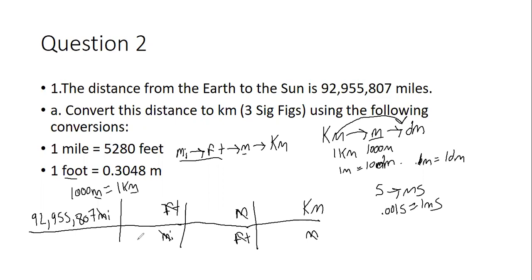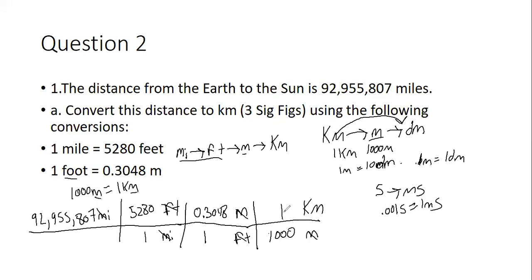So let's put in the numbers. For every 1 mile, there's 5,280 feet. For every 1 foot, there's 0.3048 meters. For every 1,000 meters, there's 1 kilometer. Again, I'm just getting that from the conversions right in that problem.